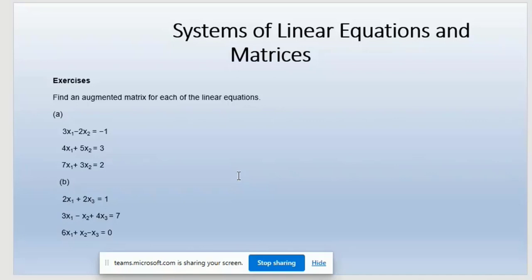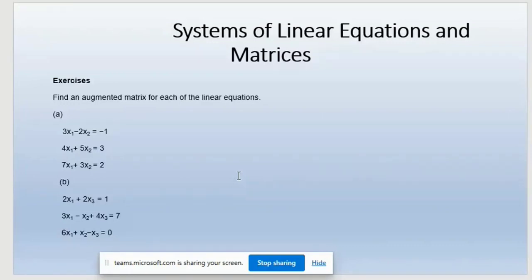The matrix that we are solving is 3, minus 2, minus 1. That's the first row. The second row is 4, 5, 3. The third row is 7, 3, 2. Do we agree on the matrix that we need to solve? Yes. That's where we are starting. If our matrix is not the same, then our answers will never be the same. So that is the matrix that we are solving.